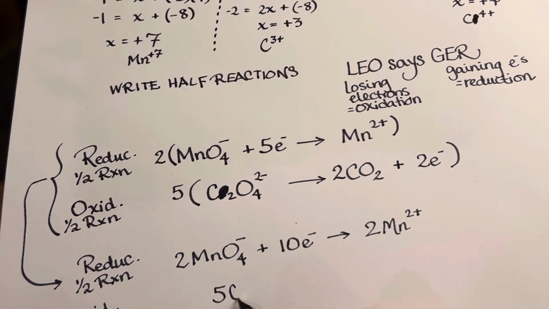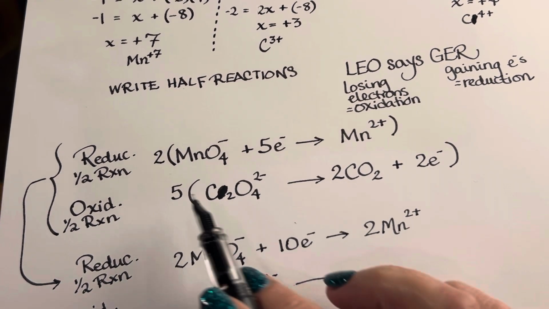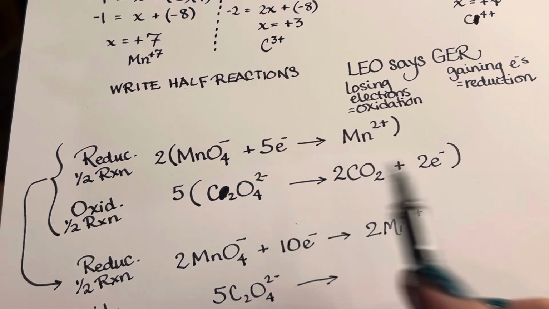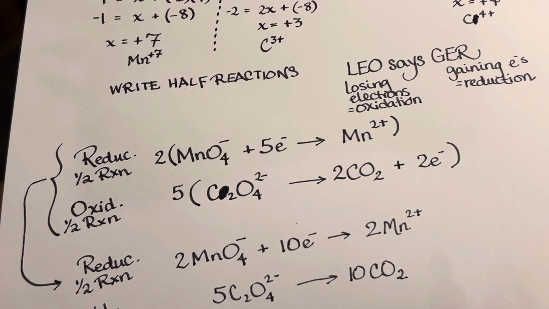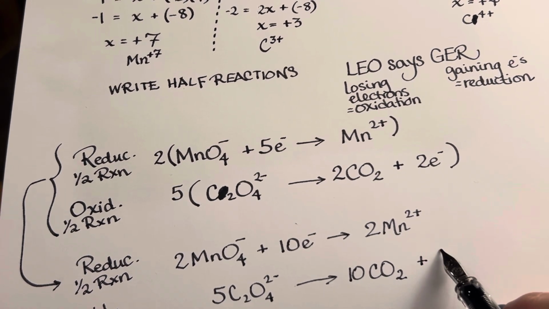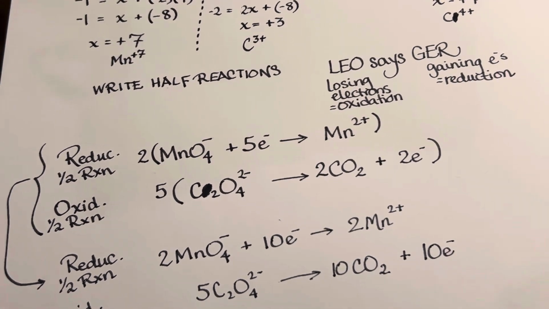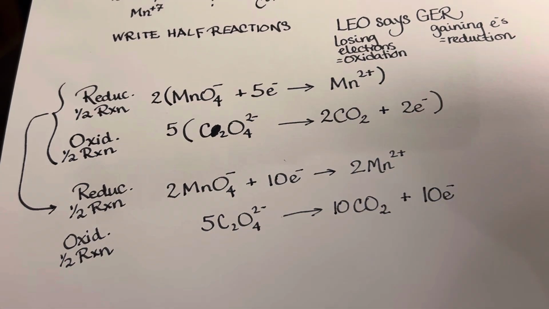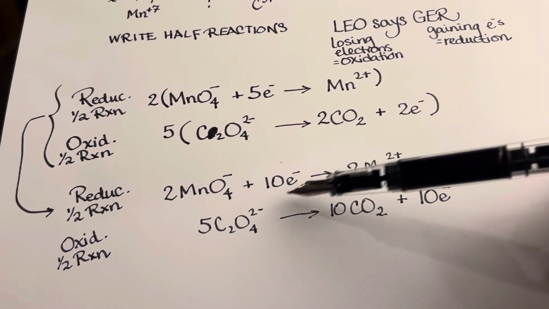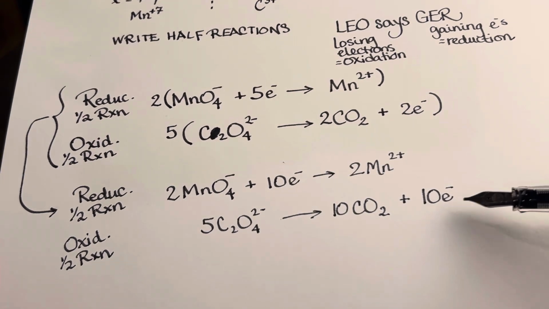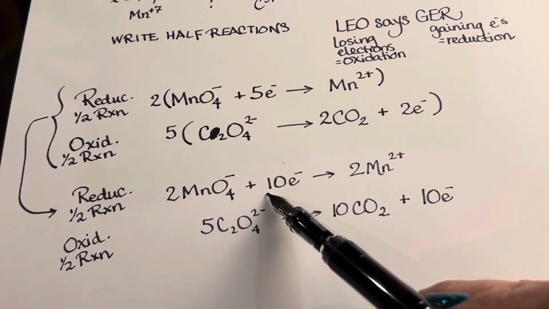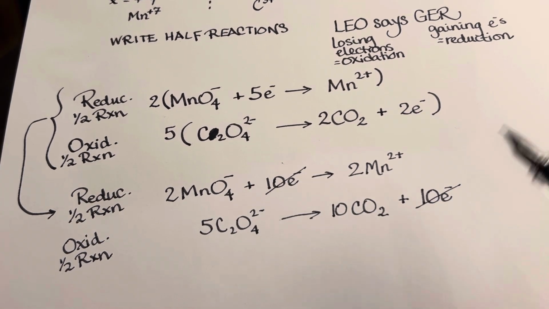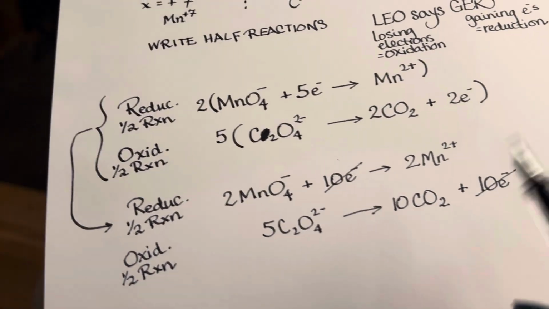5 of these C2O4²⁻ makes 5 times 2, 10 carbon dioxides plus 10 electrons. Okay, so what we have achieved here is that we have the same number of electrons that are gained equals the same number of electrons that are lost. That has to always be true so that the electrons cancel out.